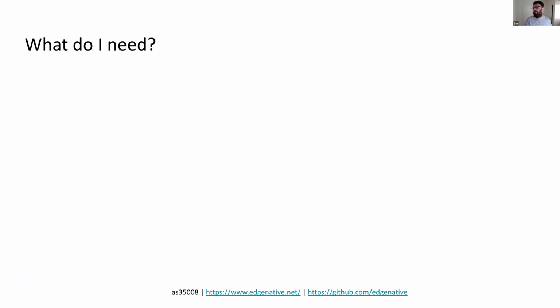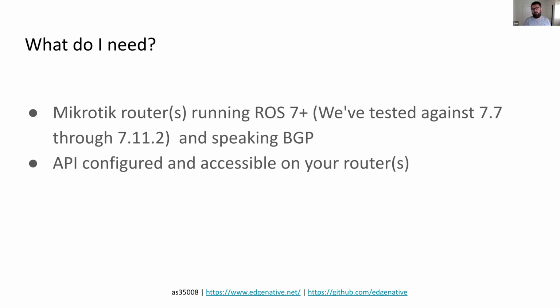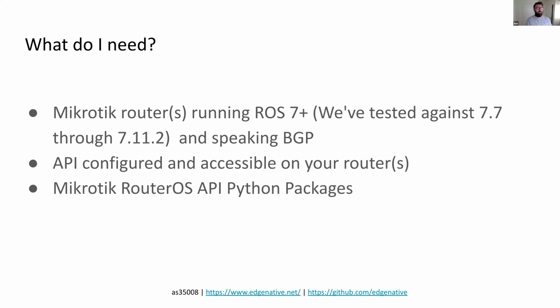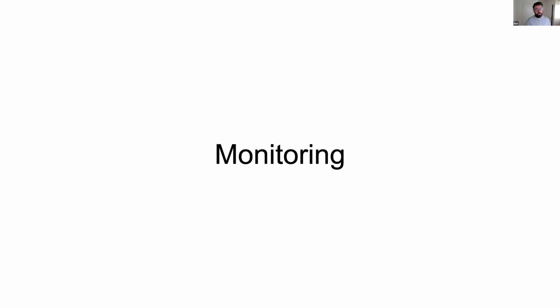So what do you need? You've got MikroTik routers. What else do you need, perhaps? You need those to be running ROS 7+, and we've tested this against 7.7 through to 7.11.2. They need to be speaking BGP as well. Clearly, if you're not running BGP, you can't monitor it. You need the API configured and accessible on your routers. You also need the MikroTik RouterOS API Python packages. Then you also need bgpq4 installed on your management host. So I'm going to talk a little bit about BGP monitoring first, and then I'm going to hand over to Lee, who will talk about securing BGP.